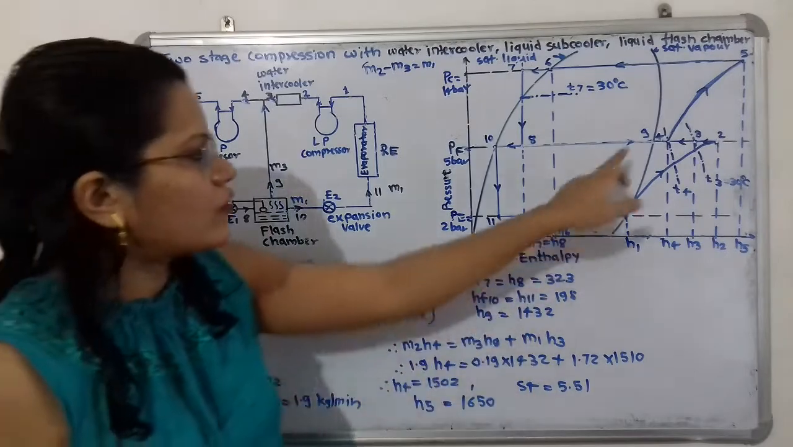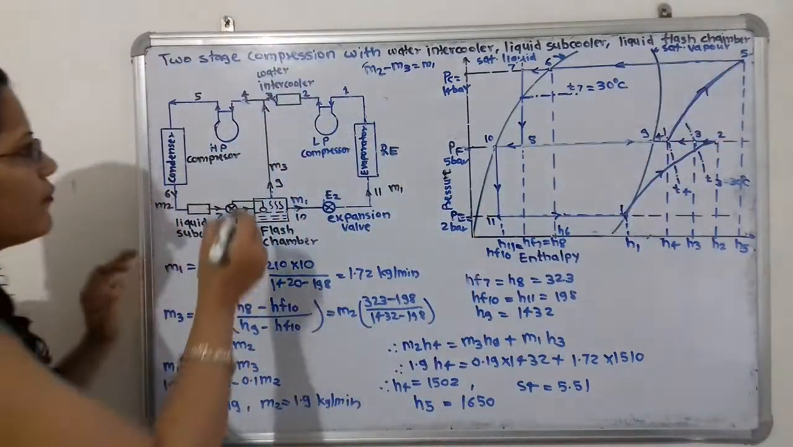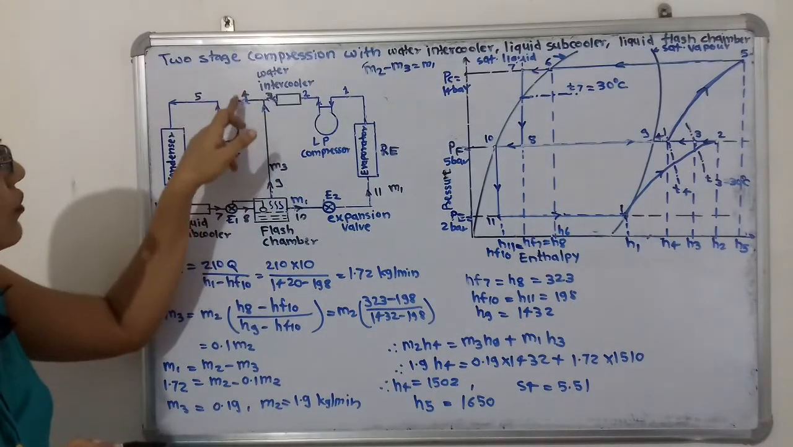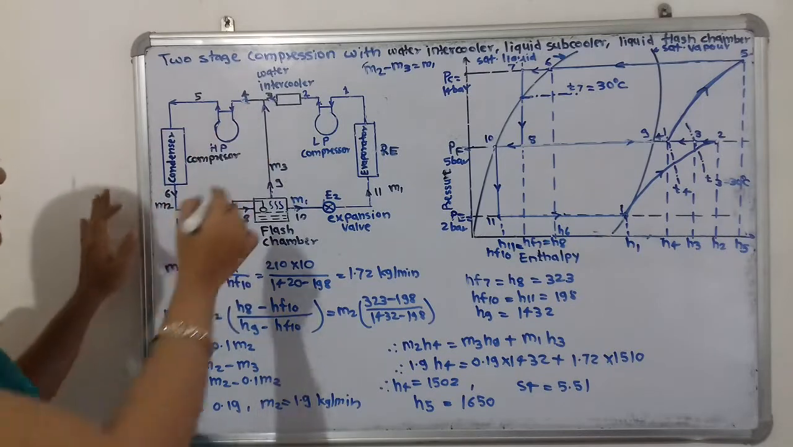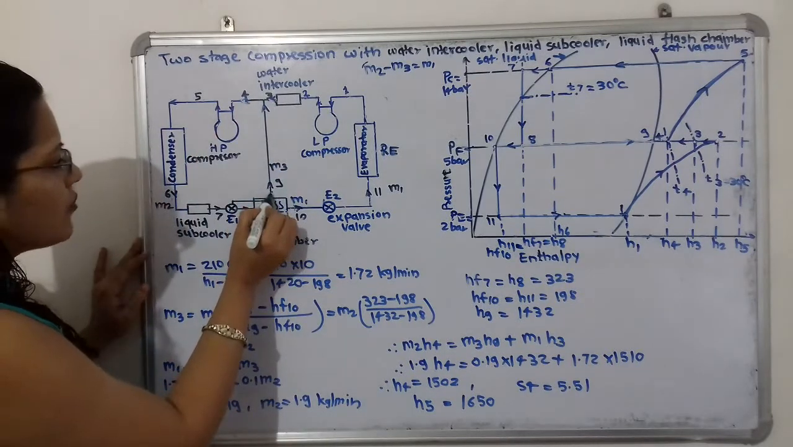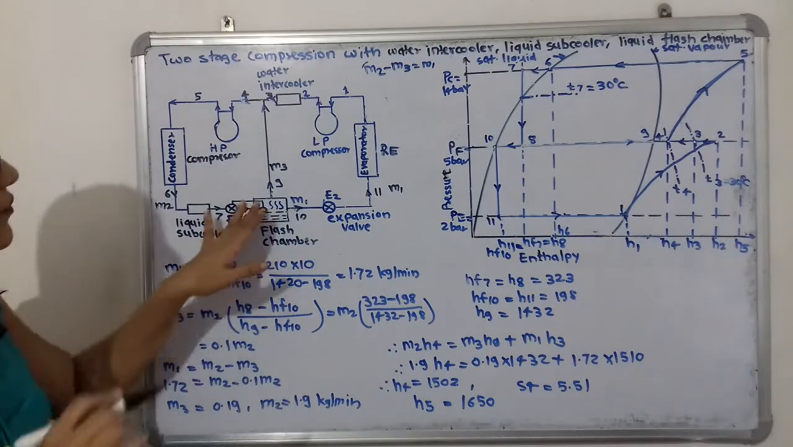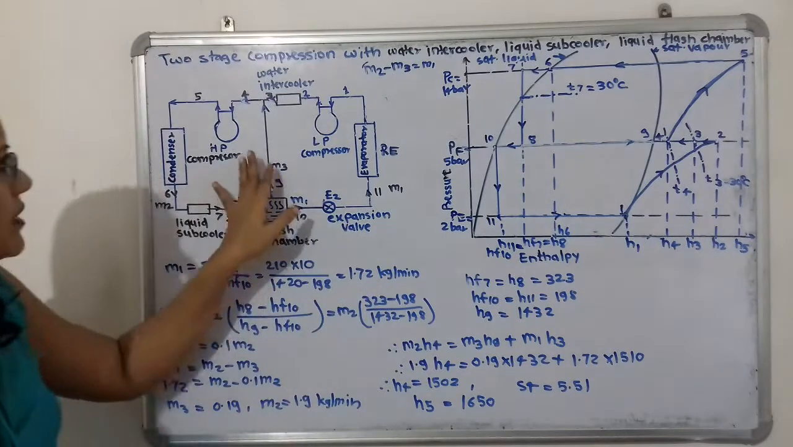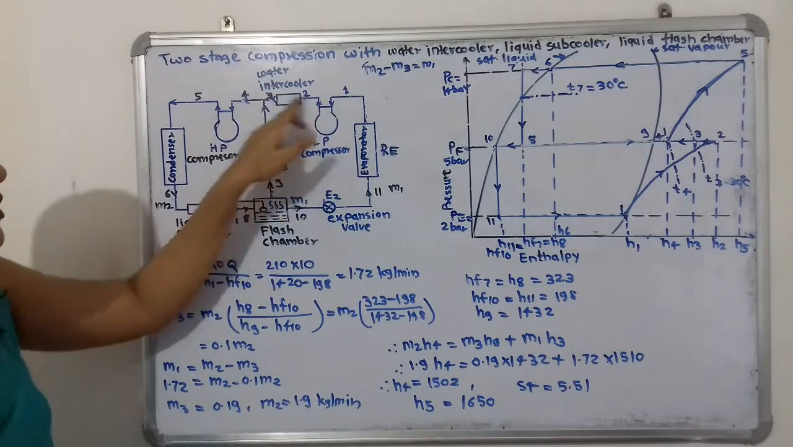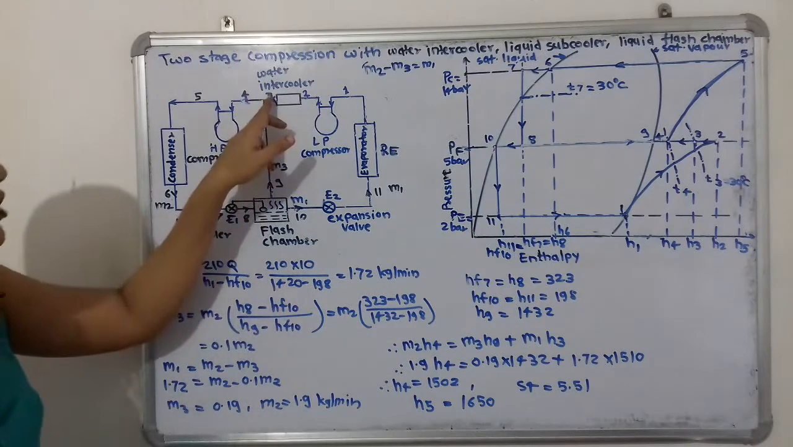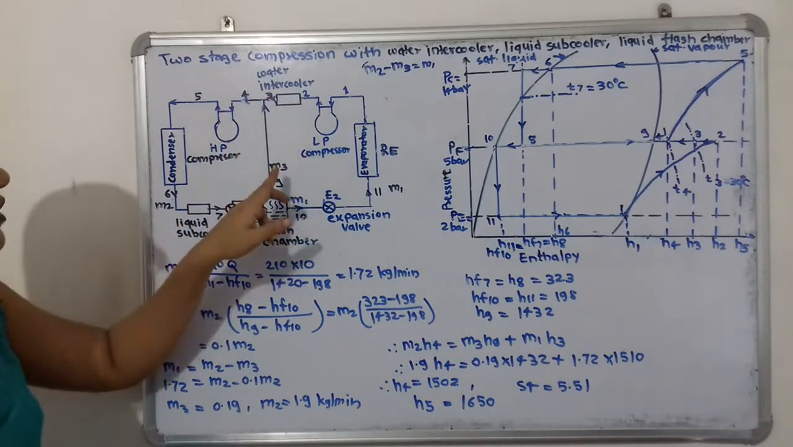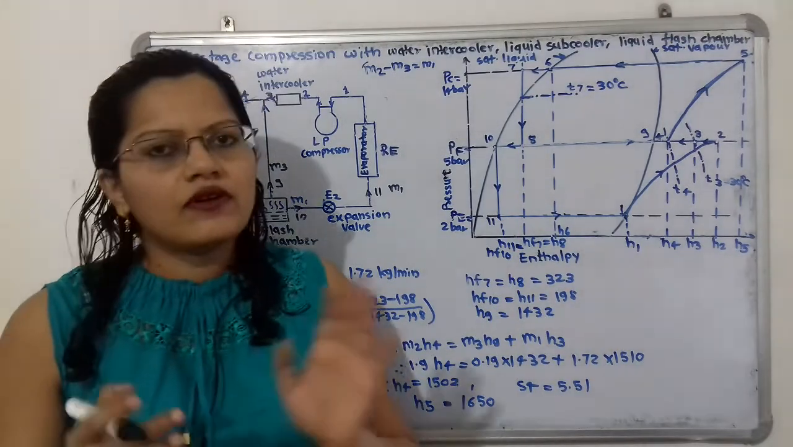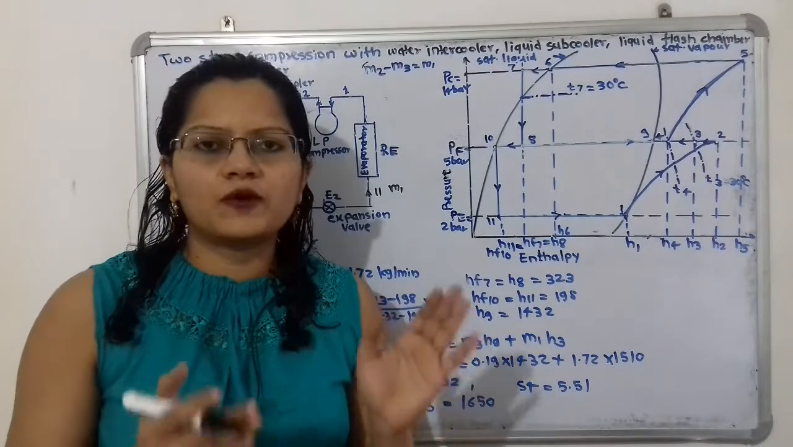Now how to find out point 4 and point 5? If we observe, here is the process 3 to 4. Now to find out the enthalpy at point 4, there is the incoming mixture from this point 9 and point 3. Now from this point 9, what is the mass of the refrigerant? That is M3, and from this process 2 to 3, what is the mass of the refrigerant? That is M1. So we have to first calculate M1 and M3, and after mixing the mass will become M2. So let us first calculate M1, M2 and M3.